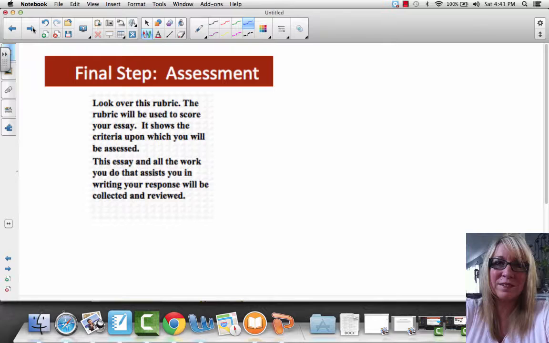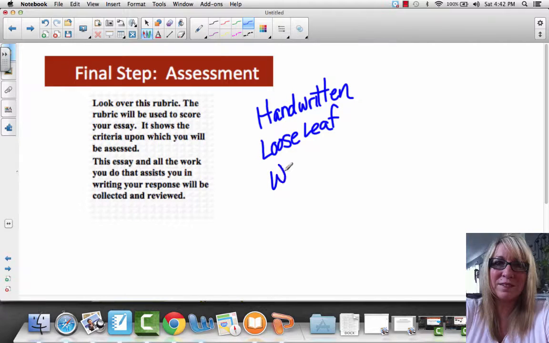This essay and all the work that you do that assists in the writing response is going to be collected. So this needs to be handwritten. So you can write this somewhere handwritten, on loose leaf, and write on every other line. This way I have room to make comments when I'm grading.